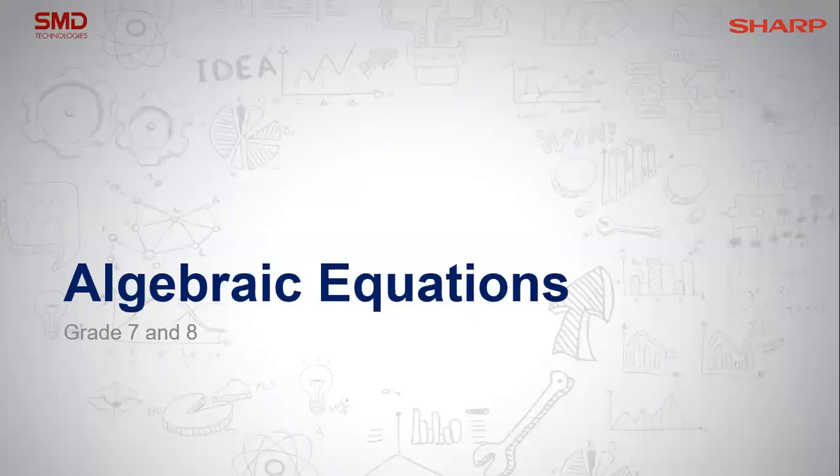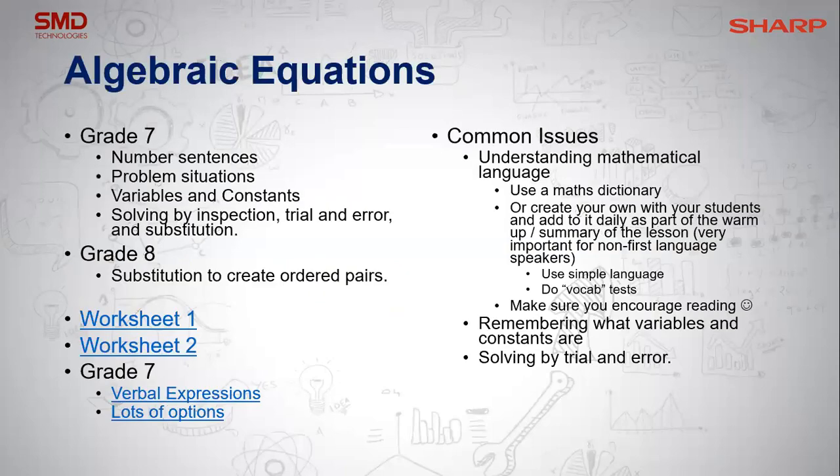So from algebraic expressions, we then move into algebraic equations, which again are only done in grade 7 and 8, according to the key documents. So for grade 7, we've got number sentences, and then we need to know how to deal with problem situations, variables and constants, which we just spoke about now. And then, of course, solving by inspection, trial and error, and substitution.